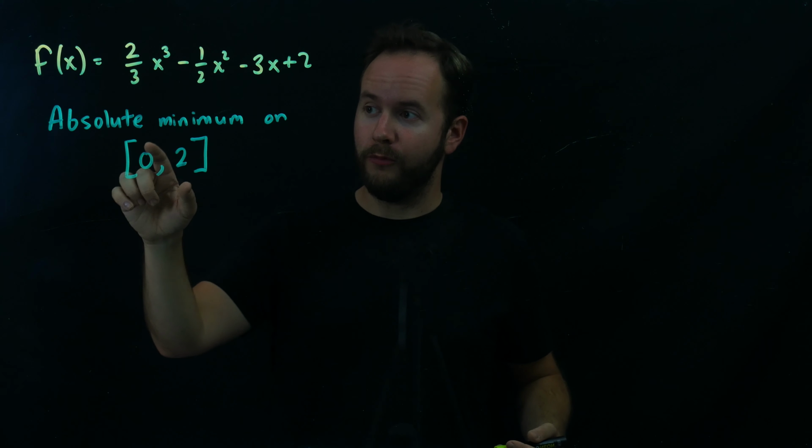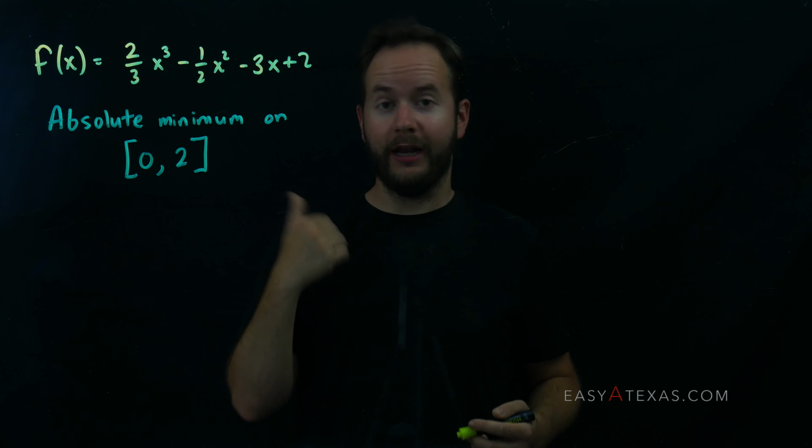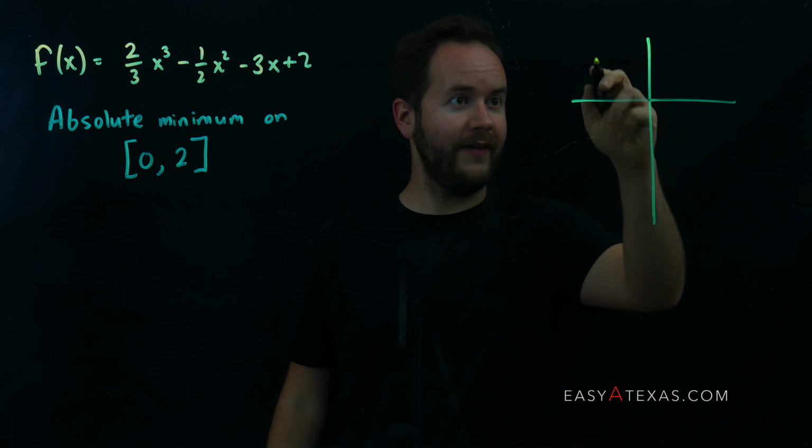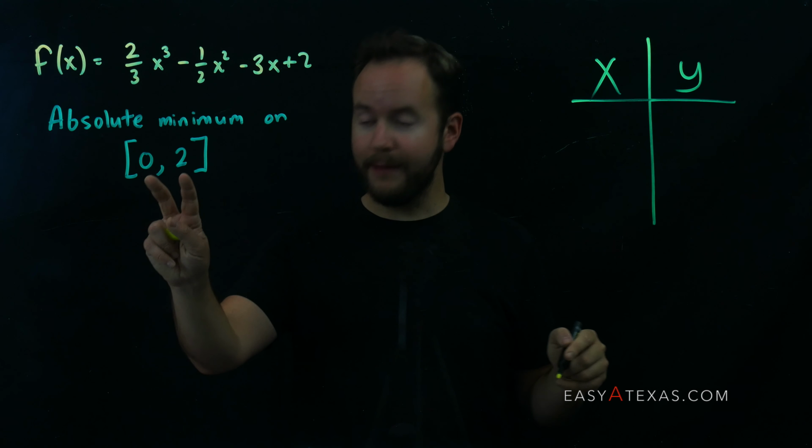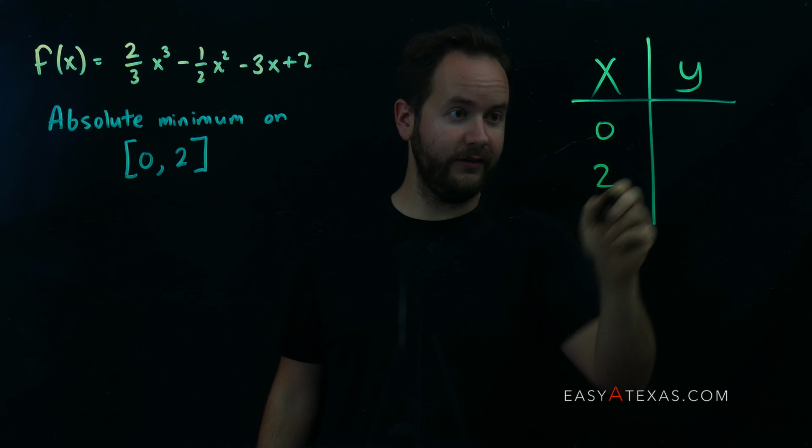We want to find the absolute minimum of this function on this interval. And in order to do that, we need to draw a chart of x values and y values. The x values that always go on your chart are the endpoints of the interval given. So in this case, that's 0 and 2.